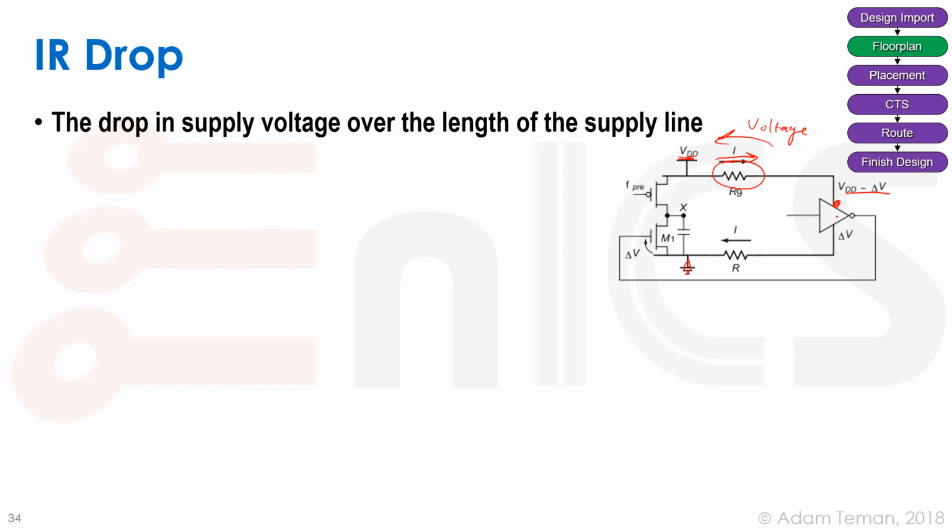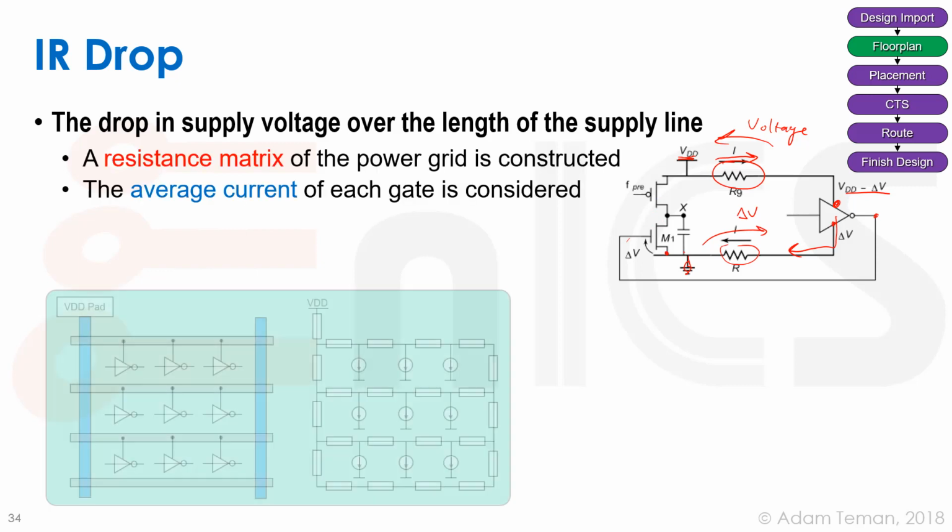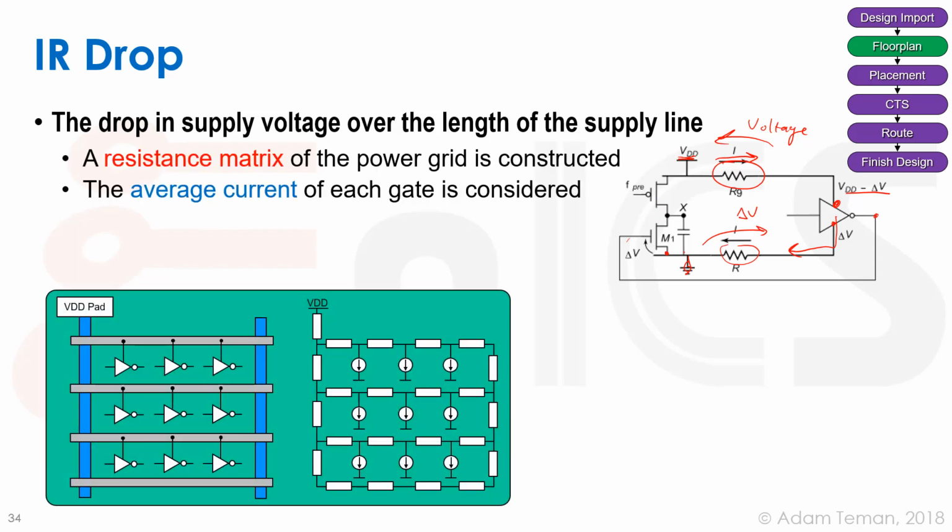In the same way, we have a return path for the current that goes through the resistor, and we have another delta V over here. So we get delta V at the bottom of this, and that means that we'll get some sort of a delta V on the output as well, which will be the input again to our next stage and so forth. So this is a very bad thing to have, IR drop. How do we analyze this?